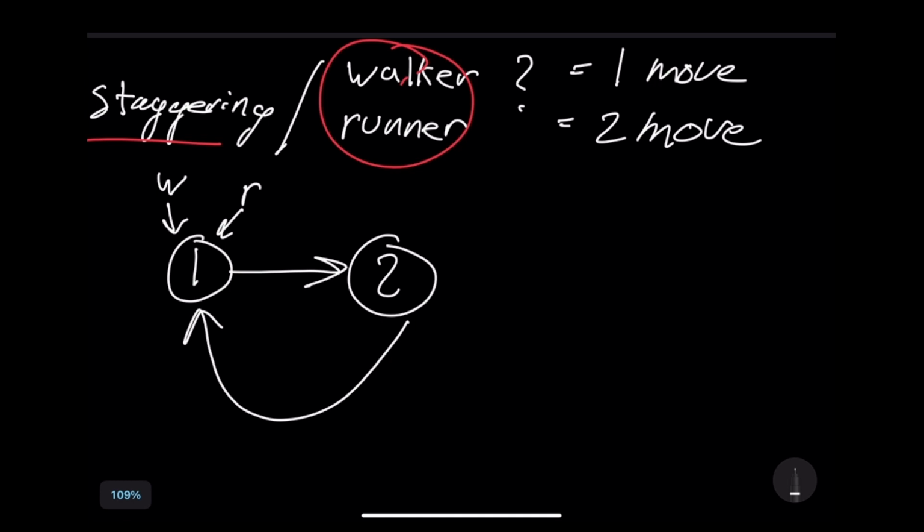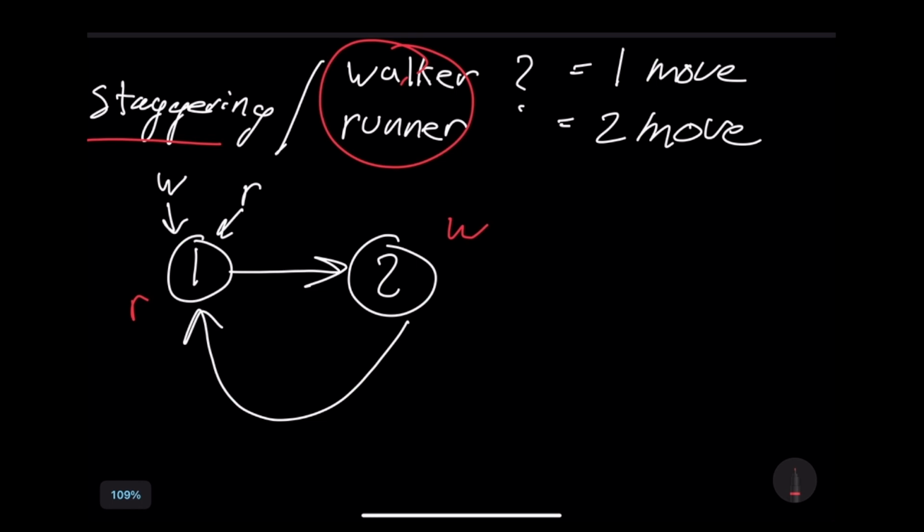So basically, they start out like this. The walker moves ahead 1. So the walker, let me change colors again, would now be here. The runner moves ahead 2, so it would go 1, 2. So the runner would end up where it started.